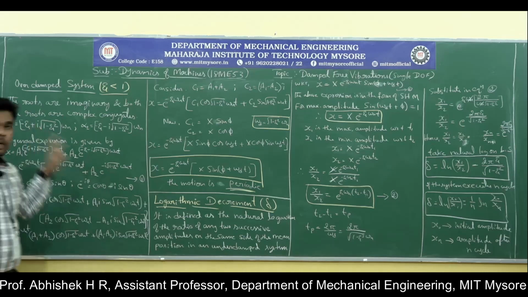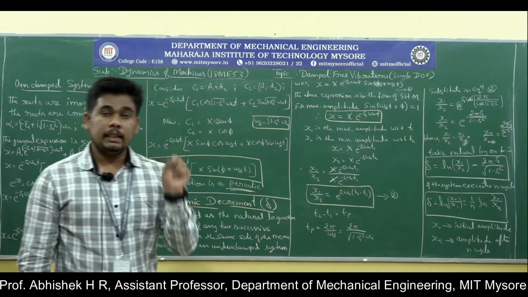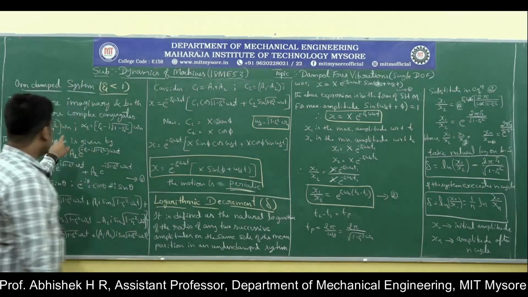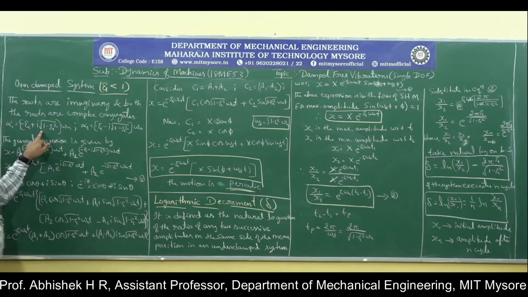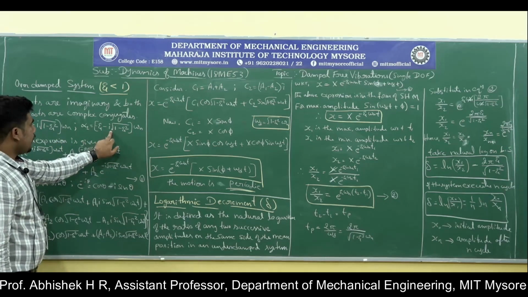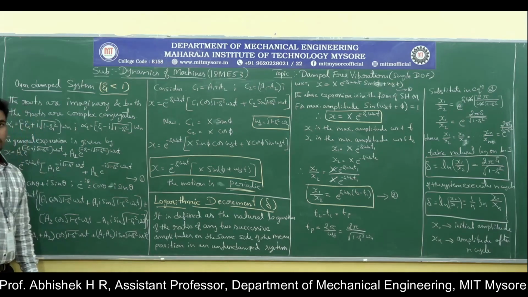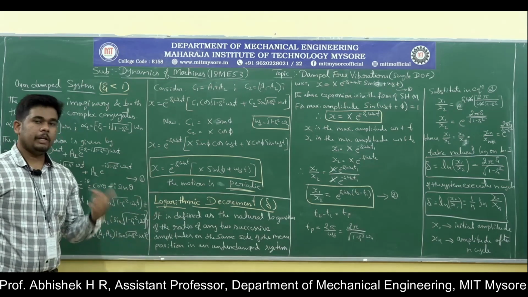See, this should be square root of 1 minus zeta square, because in the previous condition we considered zeta square minus 1. Since the condition is different for these imaginary and complex conjugate roots, alpha 1 is minus zeta plus I into square root of 1 minus zeta square into omega n, and alpha 2 is minus zeta minus I into square root of 1 minus zeta square into omega n. Now we know the general expression, that is a1 into e to the power of alpha 1 into t plus a2 into e to the power of alpha 2 into t.